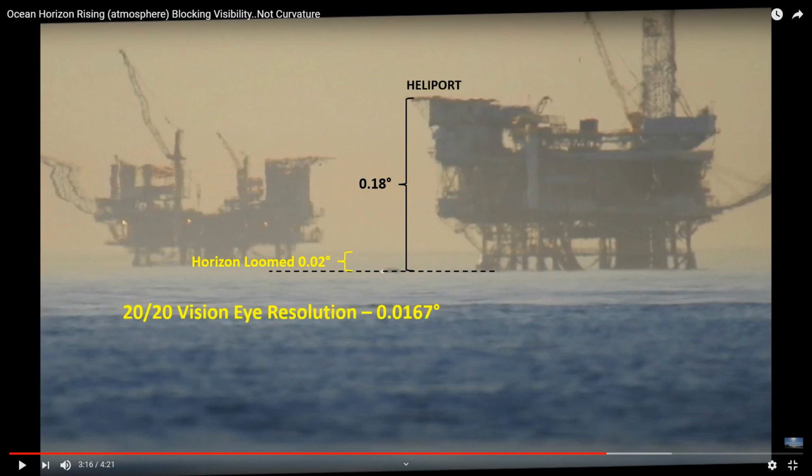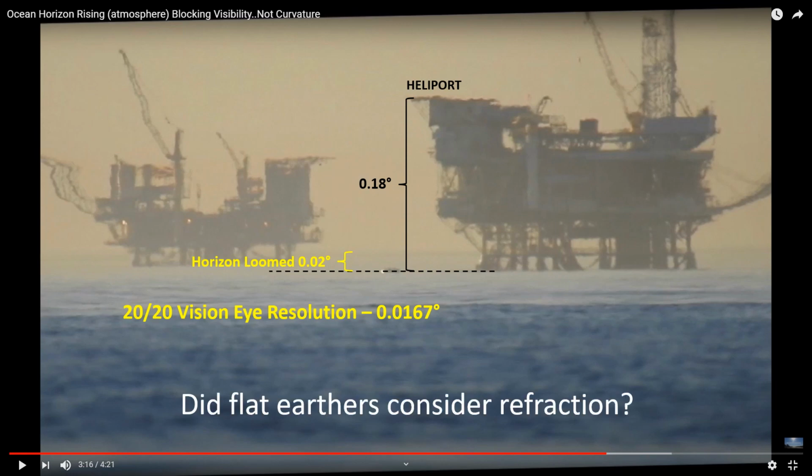Now a person that has 20/20 eye vision has a resolution of 0.0167 degrees, and that is just a little bit smaller than how much that horizon was loomed up. Now of course this photograph was magnified with a P900, but 0.02 degrees in angular size would be smaller than a period at the end of a sentence in a book. And what happened when we asked the flat earth community if they considered refraction? Well, they were adamant that this was absolutely impossible.